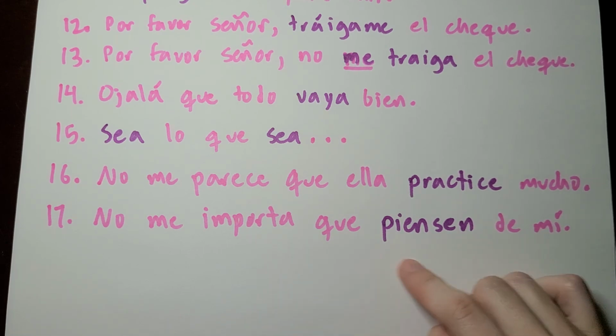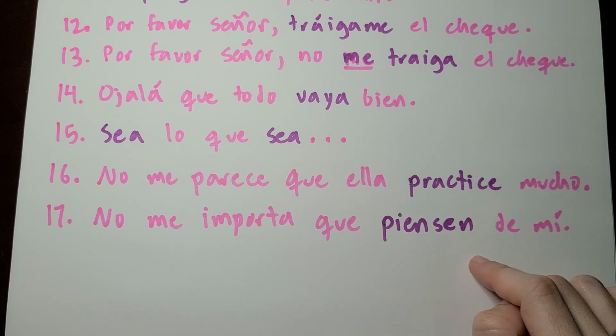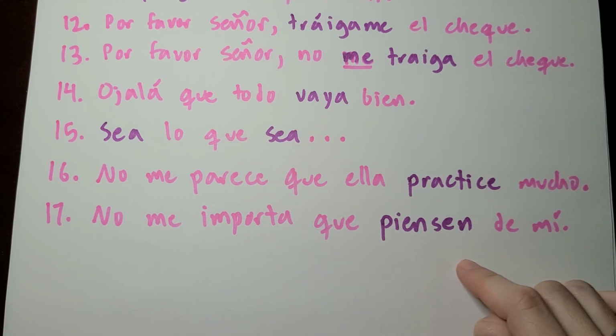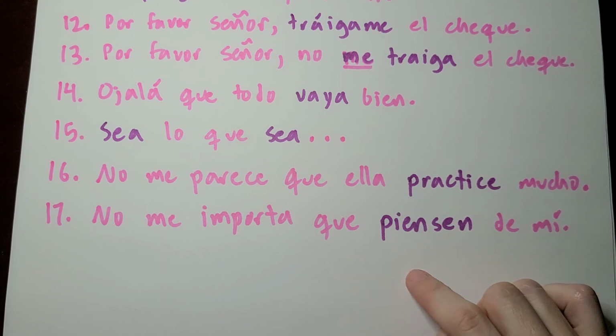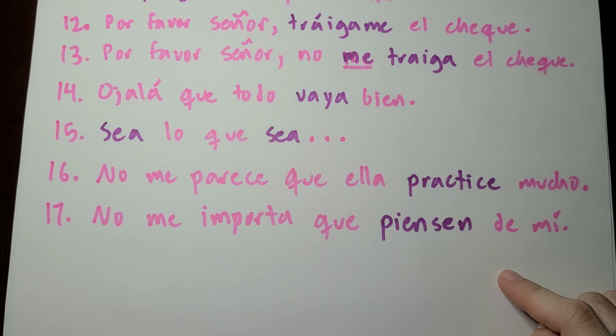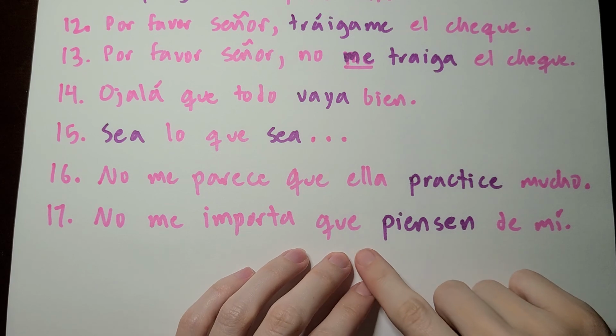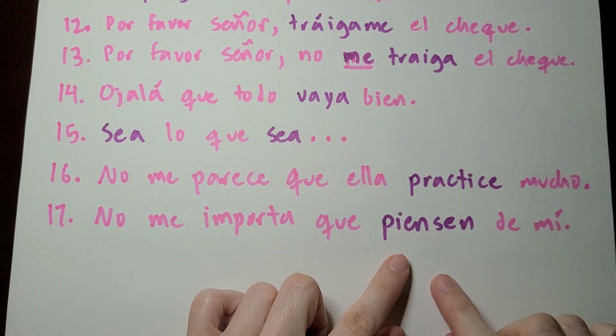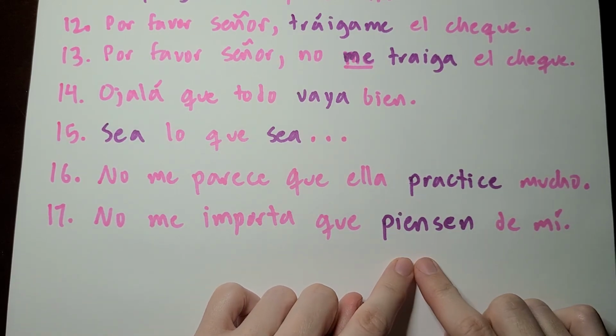So, pensar, instead of saying piensan, which would be the normal version, you're using piensen, which is the subjunctive version. No me importa que piensen de mí. It doesn't matter what they think about me. And you're using the subjunctive here because it's hypothetical. You don't care what they think about you. It could be anything. They could be thinking good things. They could be thinking bad things. You don't know. So this is a good example of why we use the subjunctive, in a sense, when things are hypothetical and not for certain.